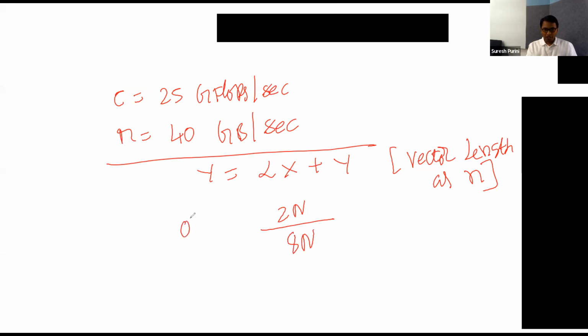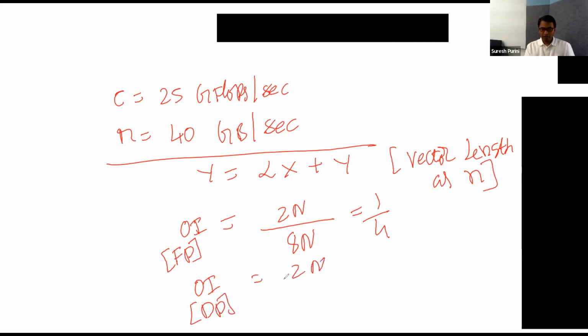So the operational intensity, OI, is 1 over, assuming this is for single precision floating point. And for double precision numbers, it will be 2n divided by 16n, so it will be 1 over 8.